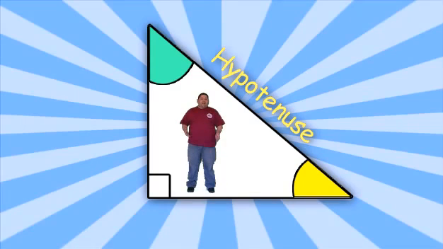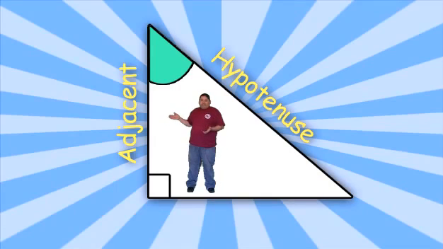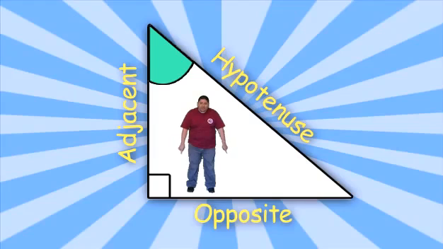Now the name of the other two sides depends on which angle we're talking about. Say for example we're talking about this green angle. If we're talking about this green angle, then this side is next to it. Another word for next to is adjacent. This side is adjacent to the green angle. This side is still your hypotenuse, which makes the bottom side opposite. The bottom side is opposite to the green angle. So there you have it. Hypotenuse, adjacent, and opposite when we're talking about the green angle.